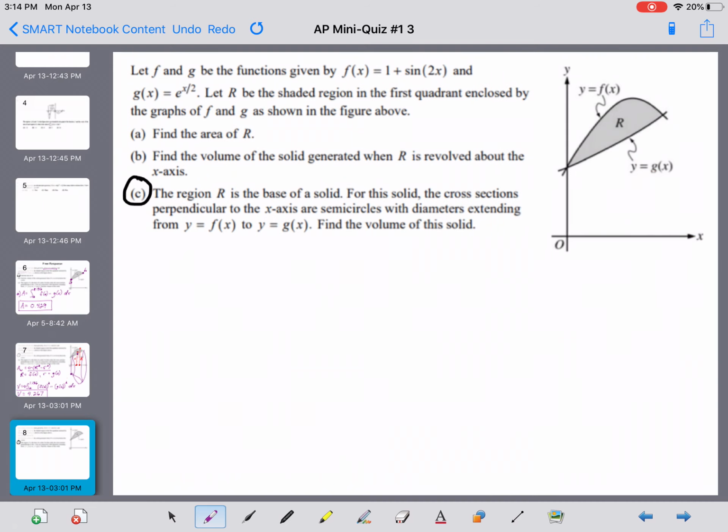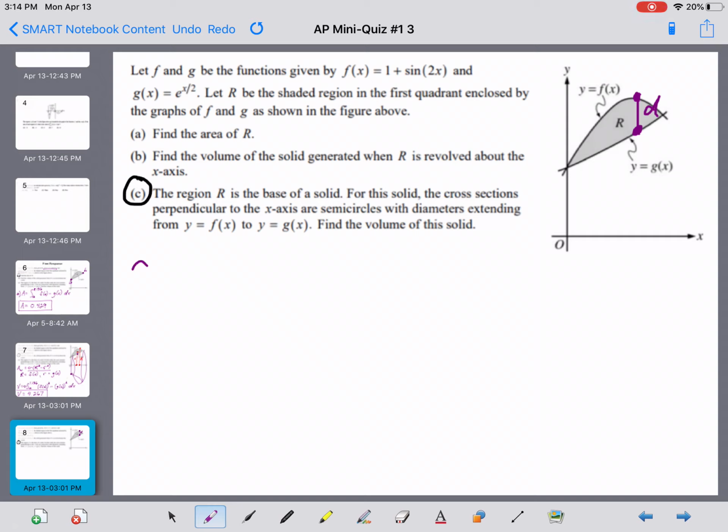All right, and let's take a look at part C here. Now in this case, it's another volume problem. The region R is the base of a solid, and the cross sections are running perpendicular to the x-axis. So maybe something that looks like this, and that is, let's see, we've got semicircles being built out of that, and this piece that we just drew in purple right there, that's the diameter of one of those semicircles, extending from f of x to g of x. So we're going to find the volume of this solid. I'm not going to draw the goofy three-dimensional rendering of this. Hopefully we're in pretty good shape.